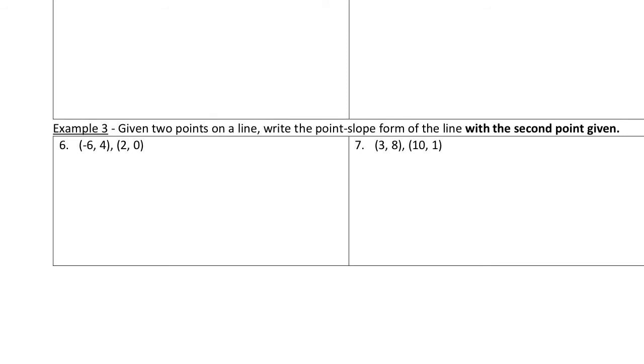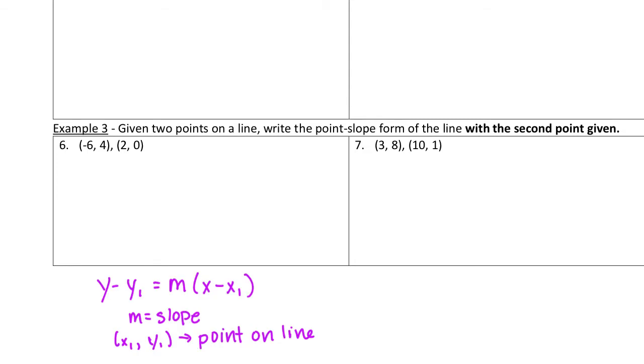In the last video, we learned about the point slope form, which is y minus y1 equals m times x minus x1. M is the slope of your line, and x1, y1 are the values of a point on that line. We're going to go a little bit further on this one. Given 2 points on a line, write the point slope form of the line with the second point given.